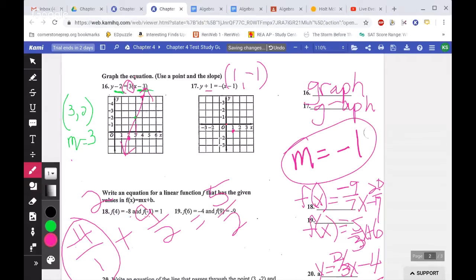Still here from last year. What's the slope? -1, because there's only a negative outside the parentheses. The slope is negative, so I would go left 1, up 1, or down 1, right 1. So there is my line.